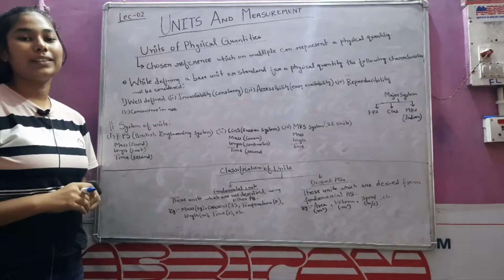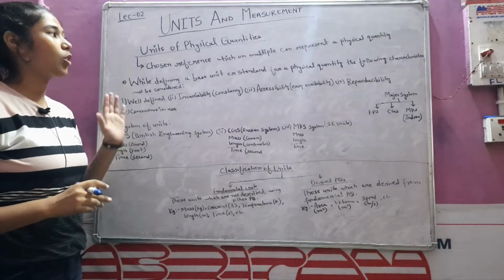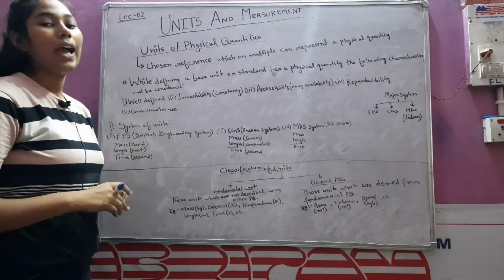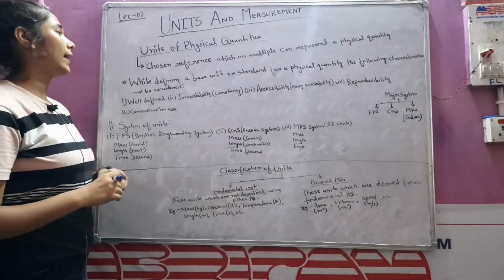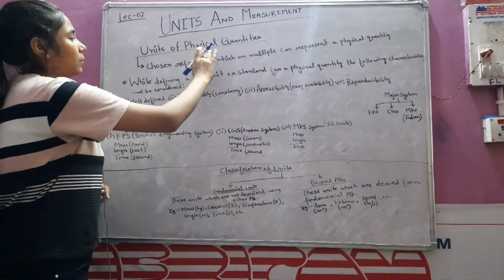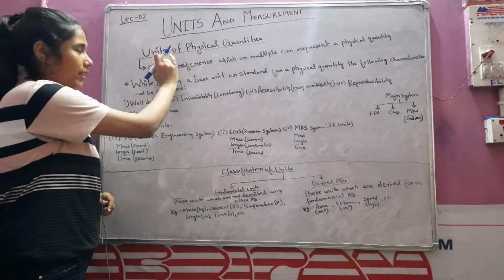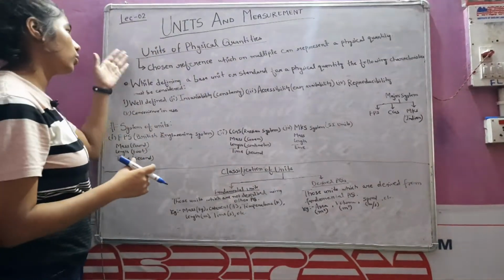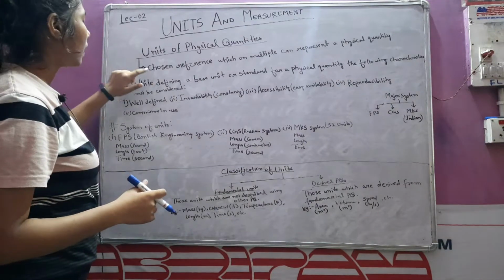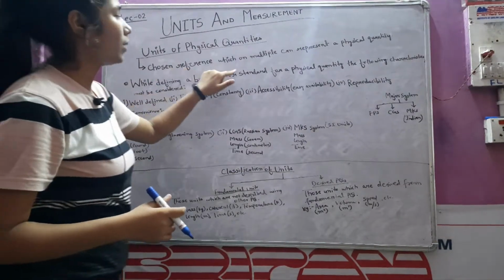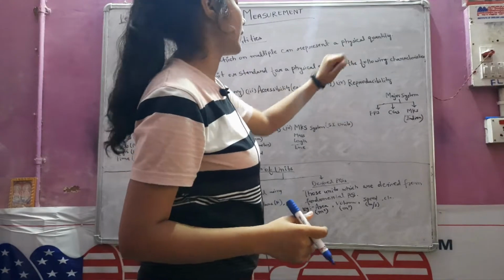Okay, so in the previous lecture we talked about physical quantities, and I told you that we can differentiate various physical quantities on the basis of their units. So today we are going to talk about units. Units are the chosen reference which on multiple can represent a physical quantity.